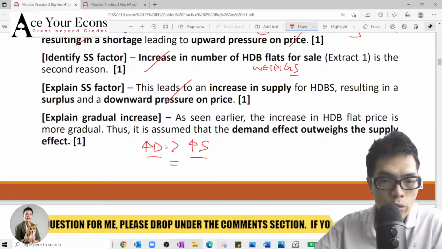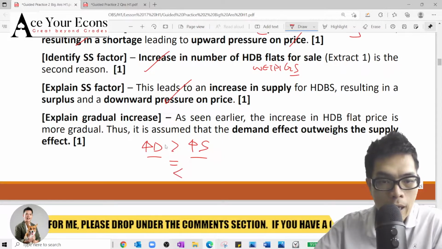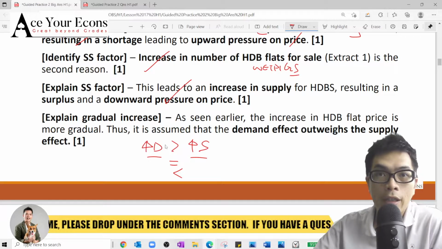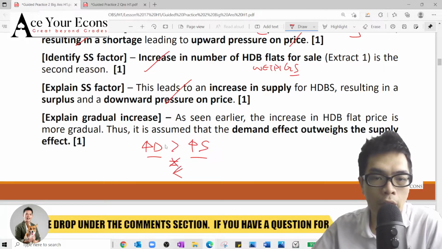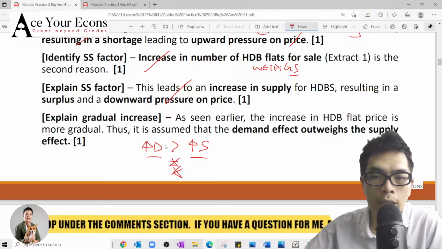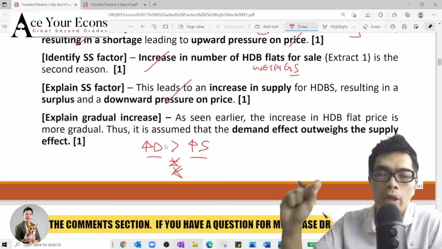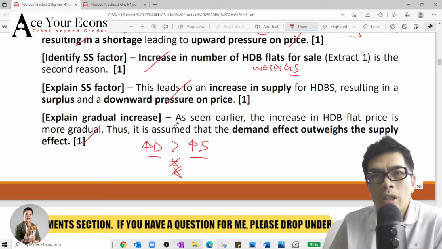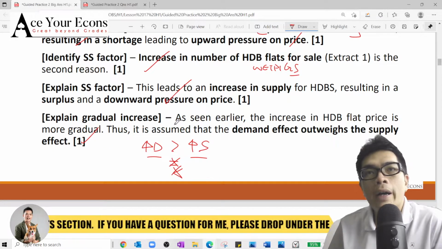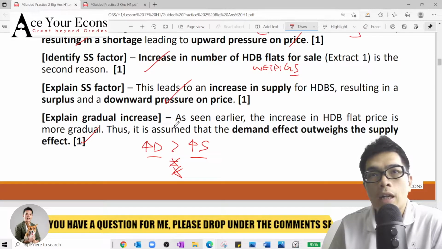So this cannot be true. Or, if the worst case scenario, if demand factor is lesser than supply factor, then your price will be falling. So these two scenarios cannot happen. Therefore, you have to make the assumption that demand outweighs supply, so you have a gradual increase in price. Clear? So all this didn't occur by chance, it occurred by experience and by looking at the question profile. So it's more about being sensitive to how questions are tested.